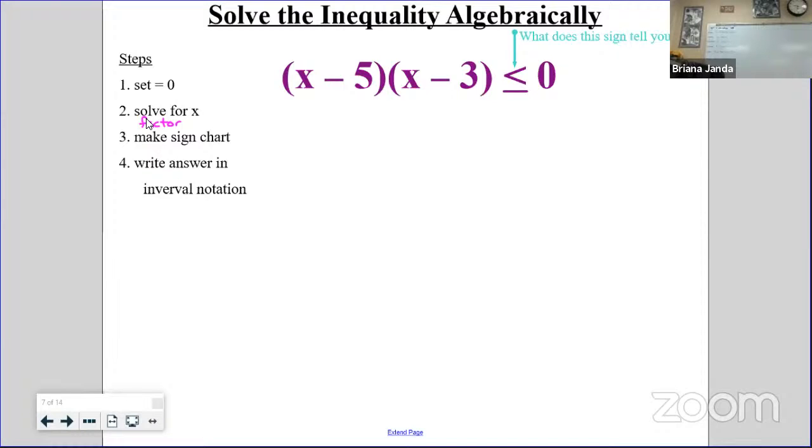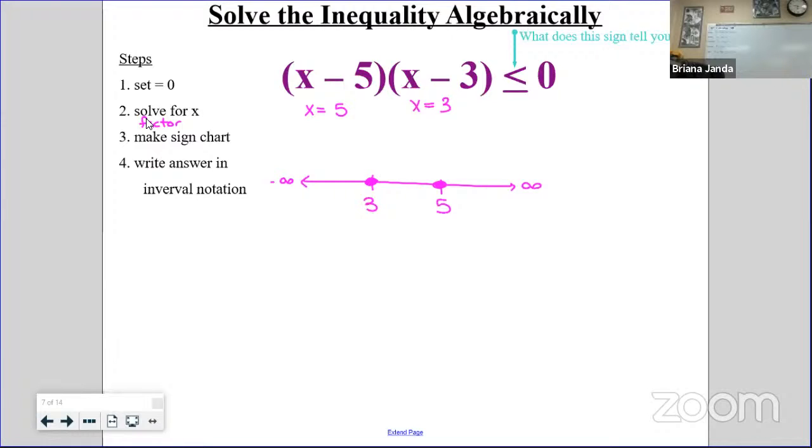Then we will create a sign chart like we did on the last page. So our sign chart will be a number line that goes from -infinity to infinity with marks at the zeros of our polynomial. Our zeros would be 5 and 3, right? You don't have to make a full-fledged number line. I just have to have those in numerical order. So I have 3 on here, and I would have 5 on here. We have a 0 at 3, we have a 0 at 5. Make sure you put those in the right order, small to big.